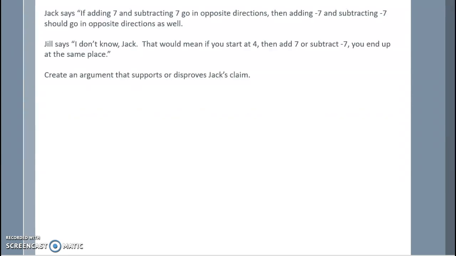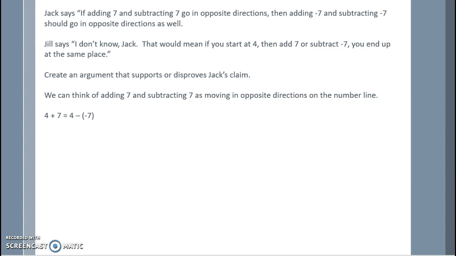Jack says if adding 7 and subtracting 7 go in opposite directions, then adding negative 7 and subtracting negative 7 should also go in opposite directions as well. Jill says, I don't know, Jack. That would mean if you start at 4, then add 7 or subtract negative 7, you end up at the same place. Let's create an argument that supports or disproves Jack's claim.